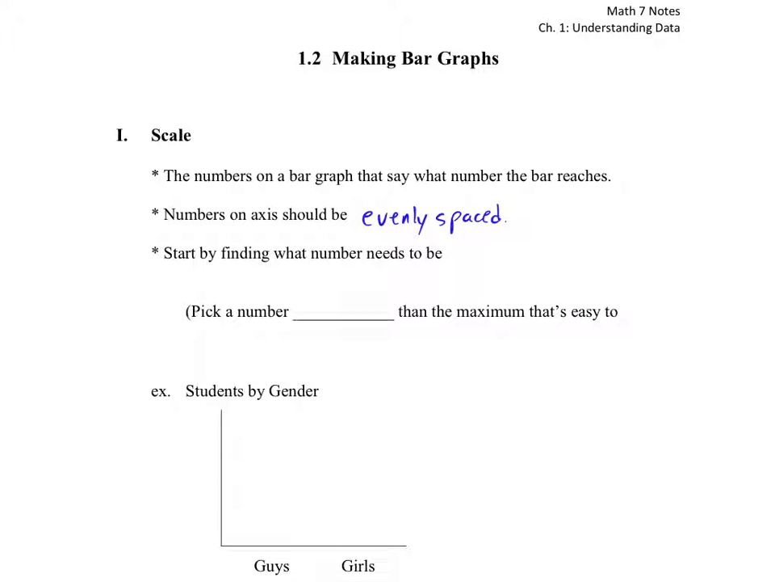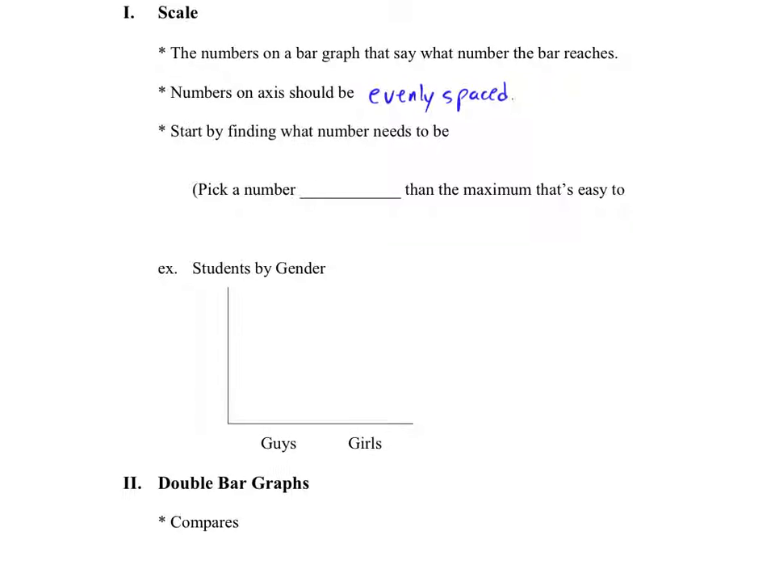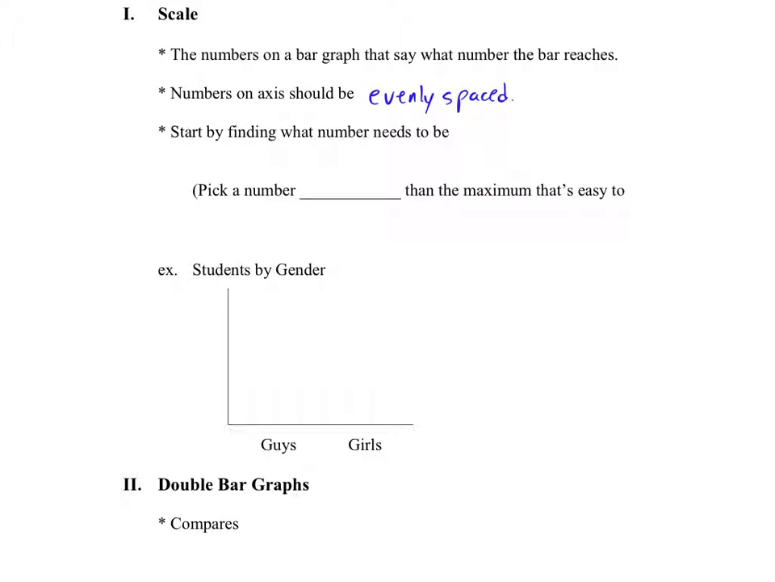And I would encourage you, as you try to figure out what those numbers should be, to start by figuring out what the highest number is. So start by finding what number needs to be at the top of the scale. And I would recommend not necessarily going with that top number, but going with a number that can be easily divisible by something.